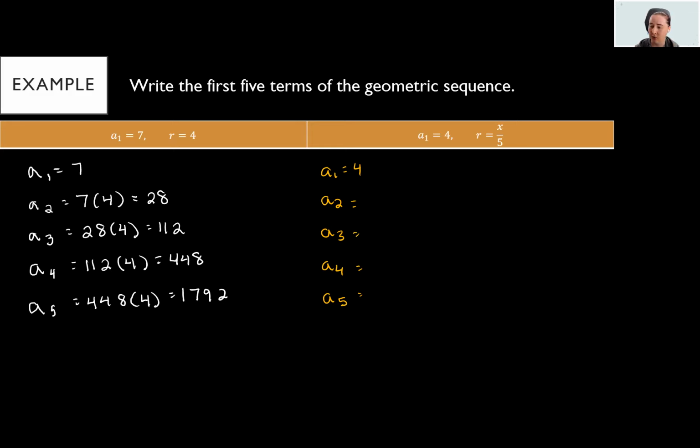So the formula is A1 times r to the n minus 1. For A2, it's basically just take your previous term times r. That's easy enough. We don't really need to use the formula for that. So it's going to be 4 times x over 5, which is basically going to be 4/5 x, if you want to write it that way. Or you can write it as 4x over 5.